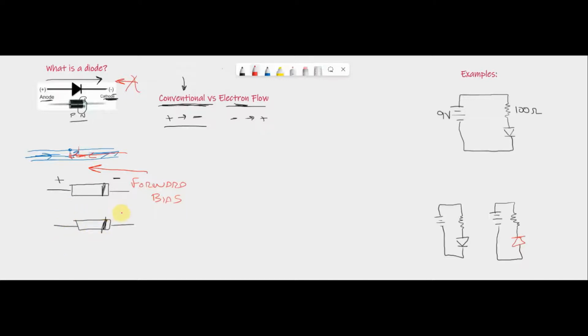Now, if we reverse that battery and we put plus here and minus here, this then, in actual electron flow theory, is called reverse bias.